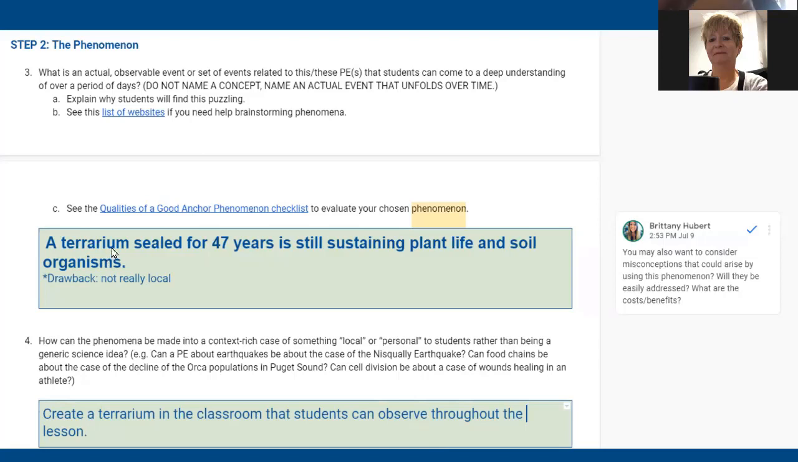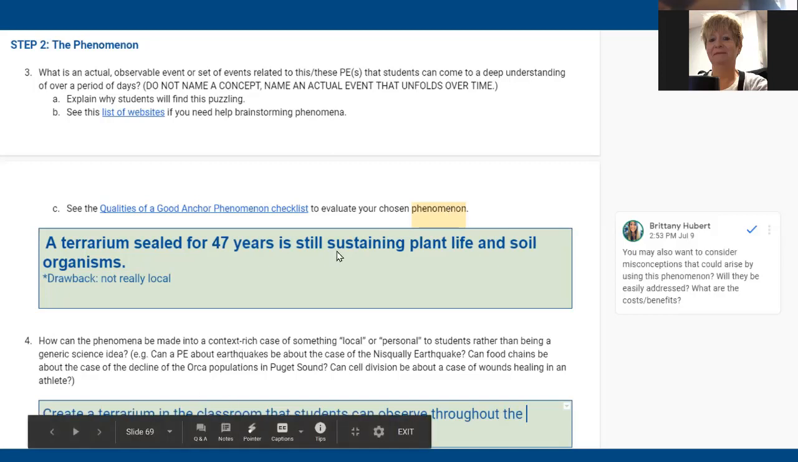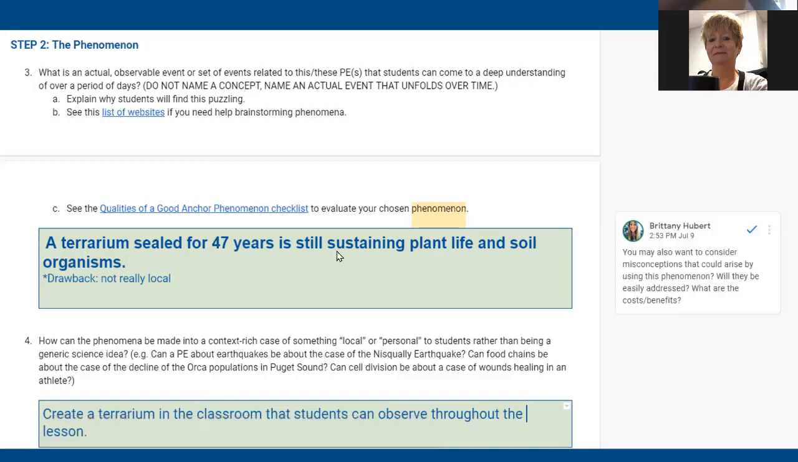And this was a news article that was given in England. The drawback is that it's not really local. So something that we decided to do was to create a terrarium in our room. We made a little terrarium in our classrooms so that students could actually observe that and watch that as we went. Another option is to do little bottle gardens. So they make their own little bottle gardens, and so they have that they can observe as they go. And so that was how we did this ecology unit.